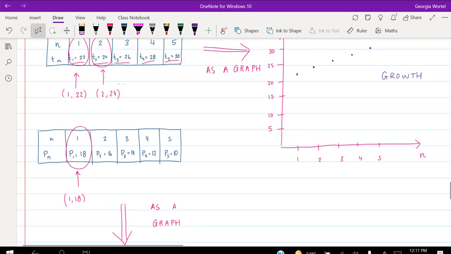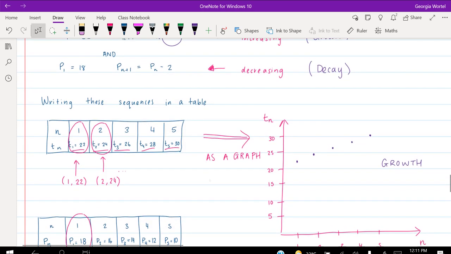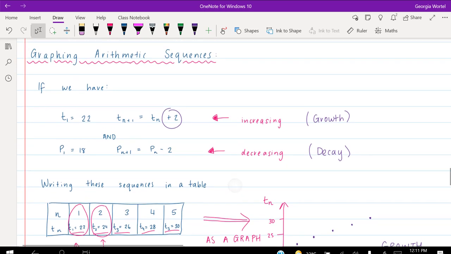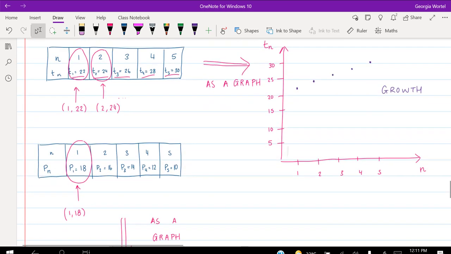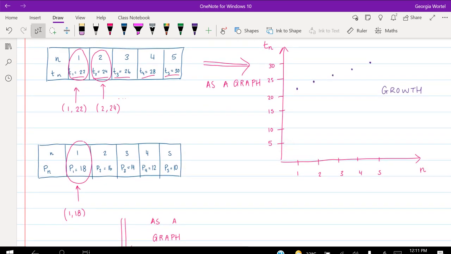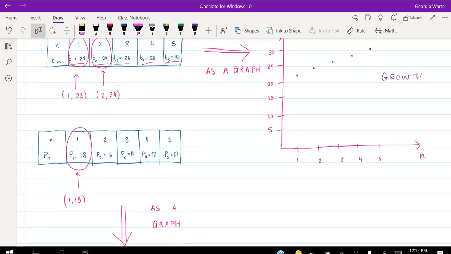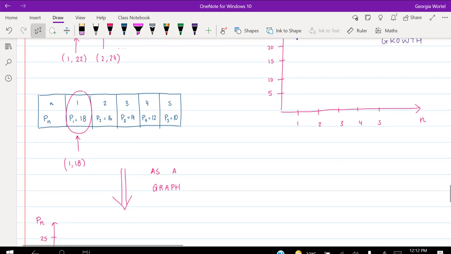The next one I'd like you guys to do. So I've put your sequence in a table already. 18, 16, 14, 12, and 10. And I would like you guys to write that as a graph. So at this point, pause your video and go and write those ones as a graph.